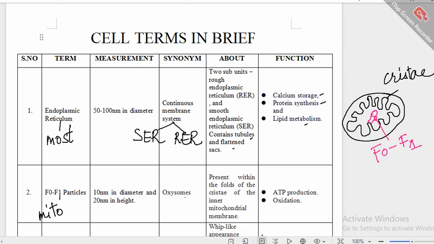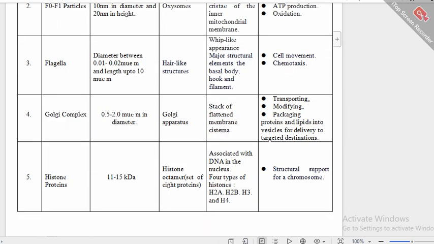Moving on to the next subcellular organelle, flagella. The diameter of flagella is 0.01 to 0.02 μm and the length is up to 10 μm. It is a hair-like or whip-like structure. We have seen that the basal body is present at the base and the flagella or cilia arise upon that. The elements of the flagella are the basal body, hook and filament, which help in cell movement and chemotaxis.